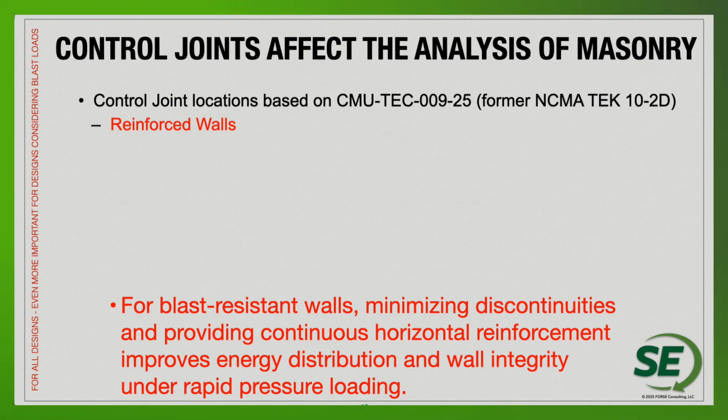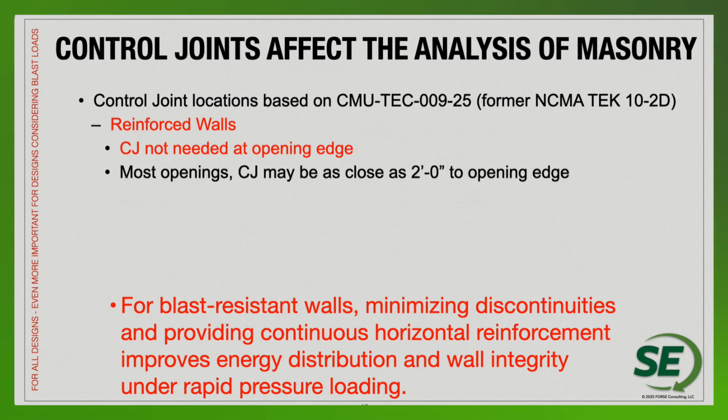And where movement joints go is going to be really important for blast resistant walls. Minimizing some of these discontinuities and providing continuous horizontal reinforcement really allows us to improve the energy distribution and wall integrity, and maybe even disperse that energy and those forces through a larger area of walls. So we can have reinforced walls, and control joints are not needed at opening edges. That's a really important aspect of it.